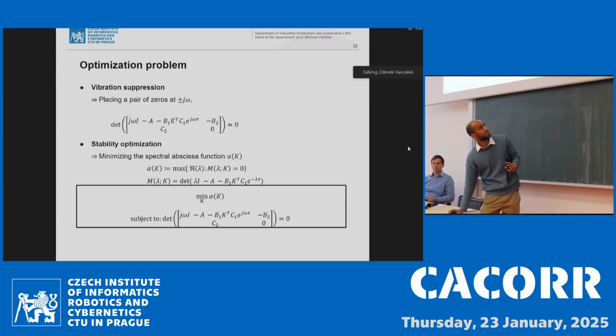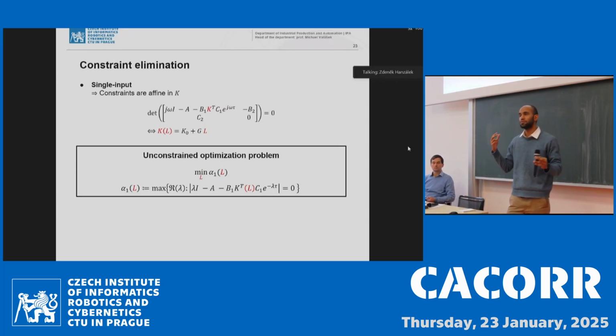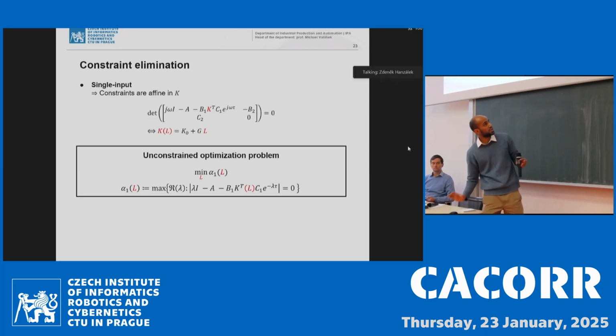And for our task, we use elimination. So we use it specifically because the objective function is non-convex, and by using elimination, we ensure that our constraints are automatically fulfilled at all such locations. So we consider two separate cases, the single input case and the multi-input case.